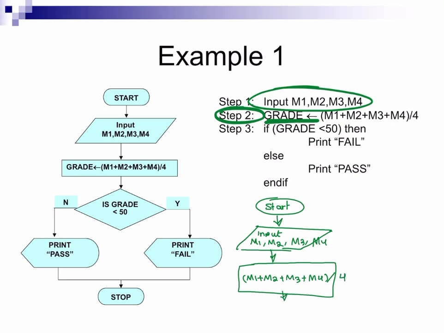Next will be your if else statement. So it will be in a diamond. It's going to be calculating if the grade is less than 50. So there are 2 decisions that may happen, yes or no.